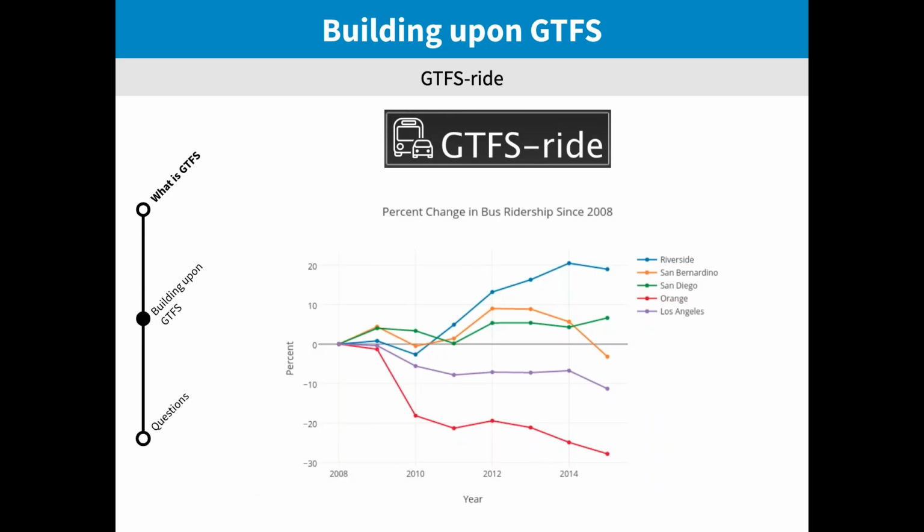Another such effort is GTFS Ride. GTFS Ride is a project from the Oregon Department of Transportation, and this adds boarding and alighting data and anonymized origin destination data to the stops and routes in a GTFS data set for internal analysis and consumption.